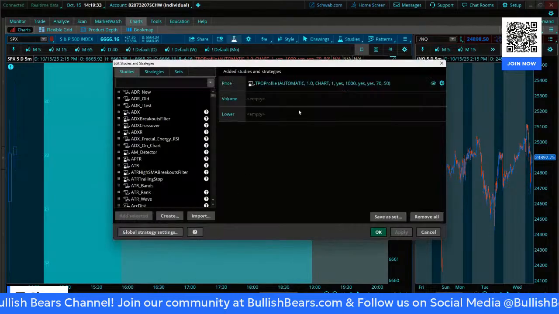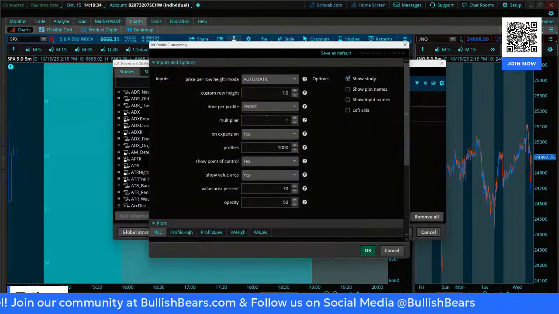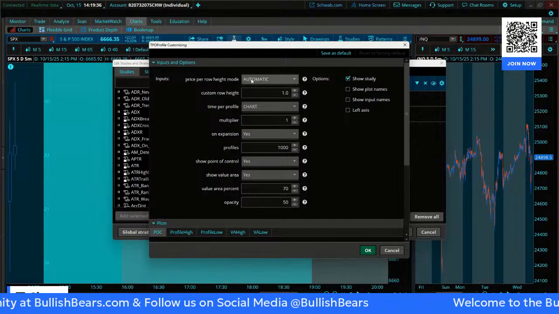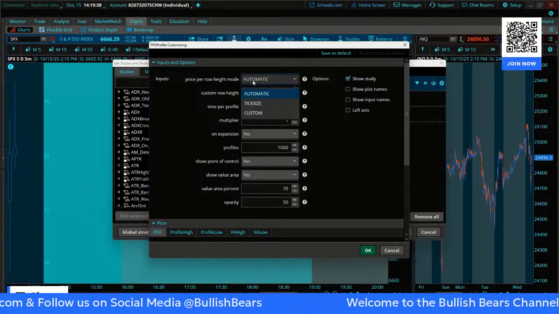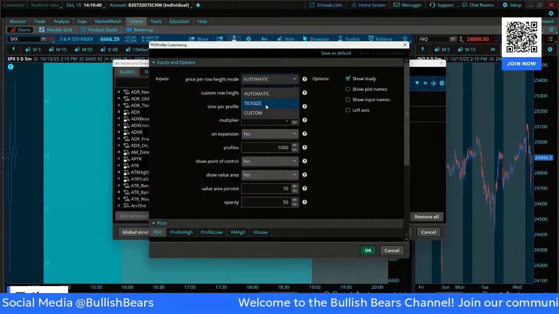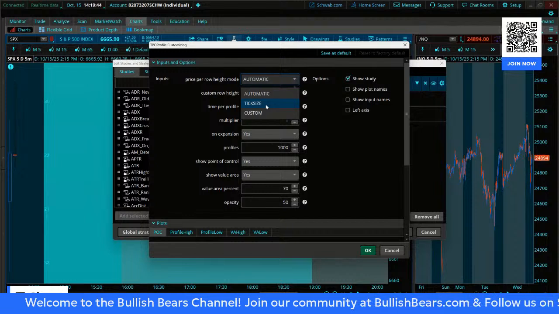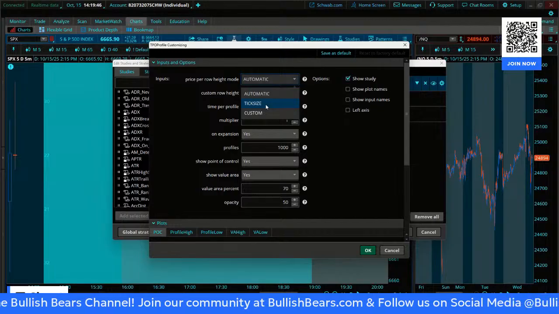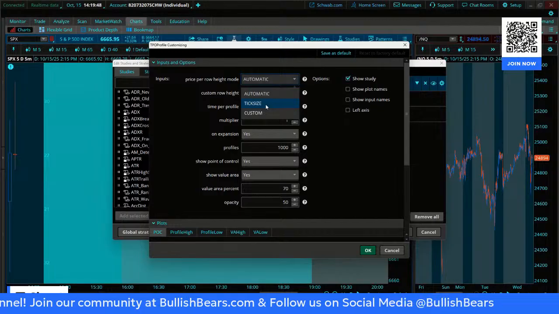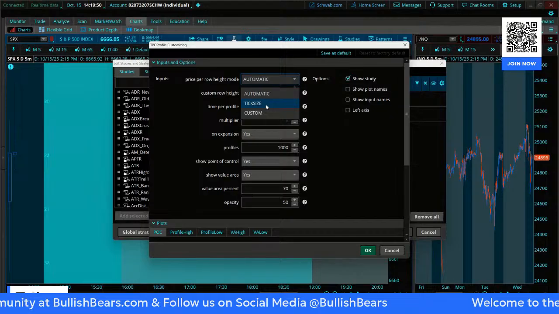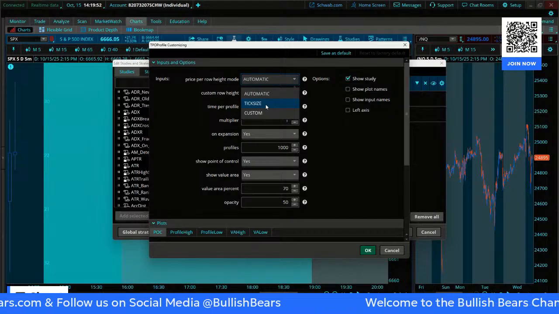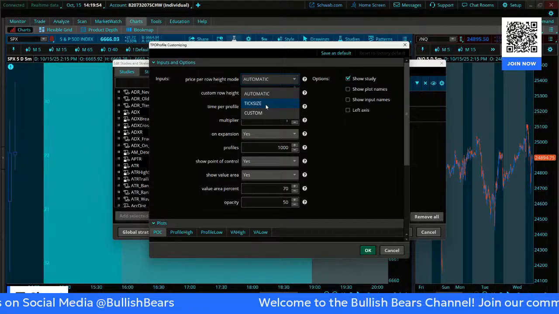If we wanted to get a little more nuanced, tighten that up some, how much price do we want per row? If you say tick size, everything has a tick. If you're looking at equities, the tick is 1 penny because the SPY, Apple, Google, they move 1 penny at a time. So the tick would be 1 penny.